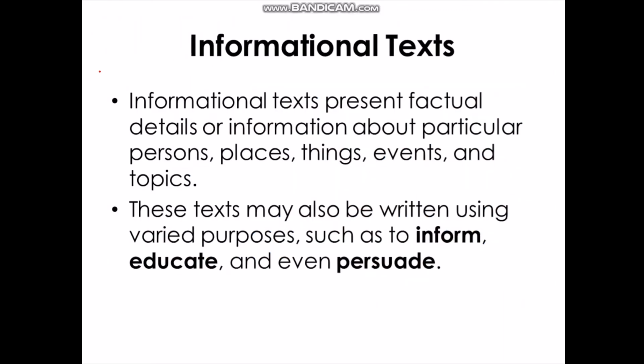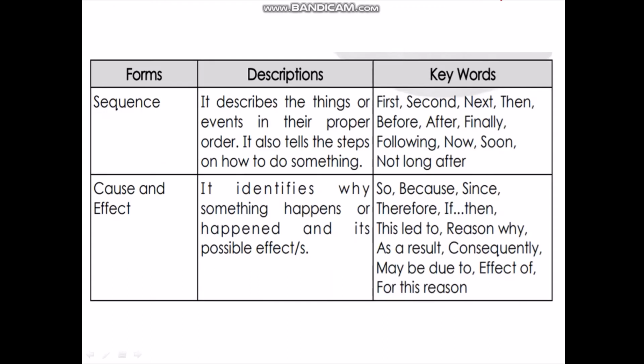So what are informational texts? Informational text presents factual or true details of information about particular persons, places, things, events, and topics. This text may also be written for varied purposes, such as to inform, educate, and even persuade. Here are the following forms of informational text.